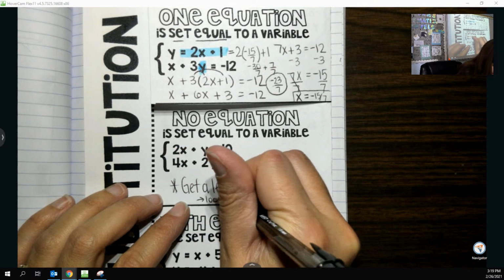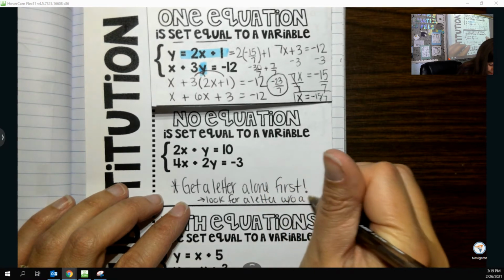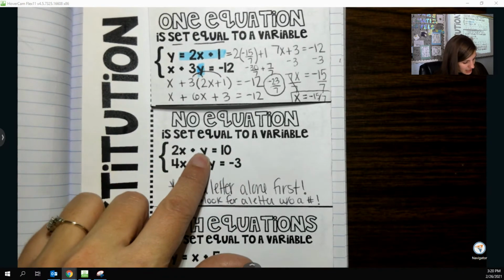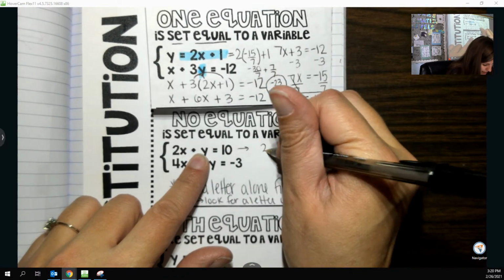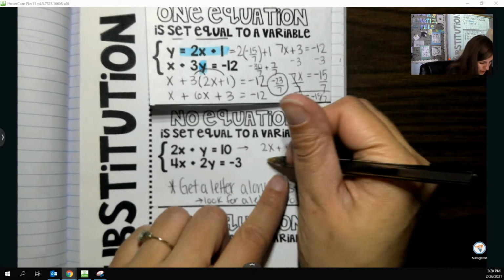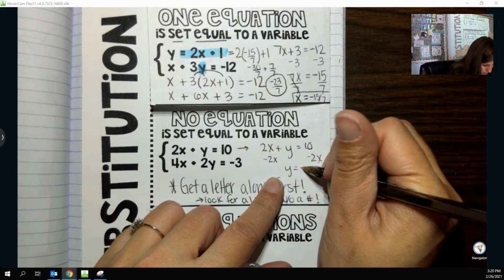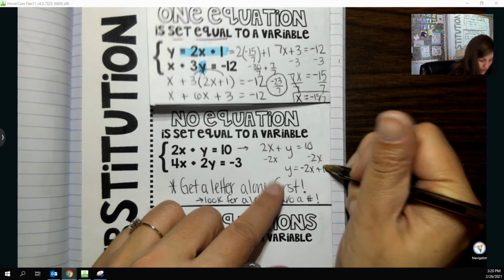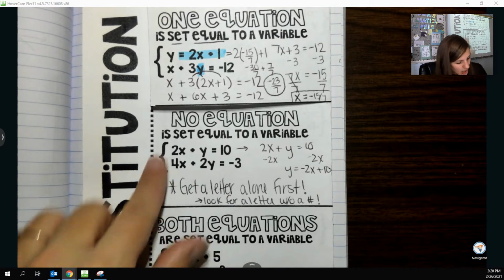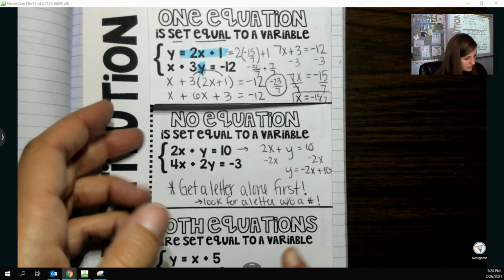So get a letter alone first. Look for a letter without a number. If I look through all of these, this one here does not have a number on it. So I would get y all by itself by subtracting the 2x. And that would be the easiest one to get alone. Now you can really get any of them alone that you want. It doesn't matter. But in all these other cases with the numbers in front, you're going to have to divide eventually. So it'll take more steps.